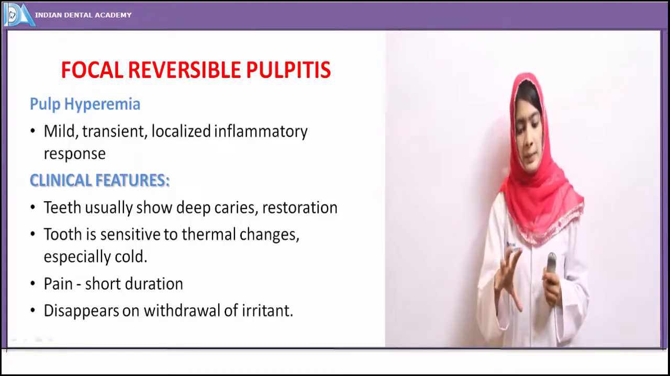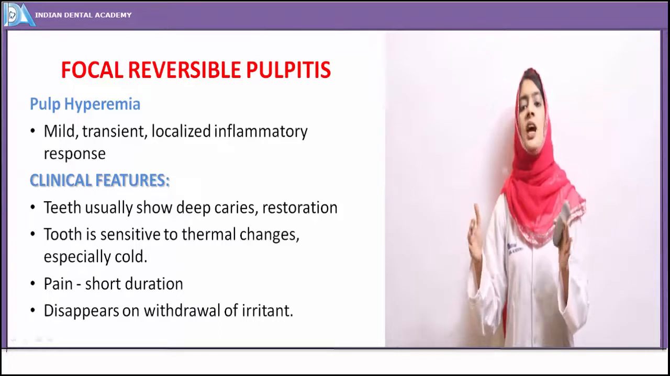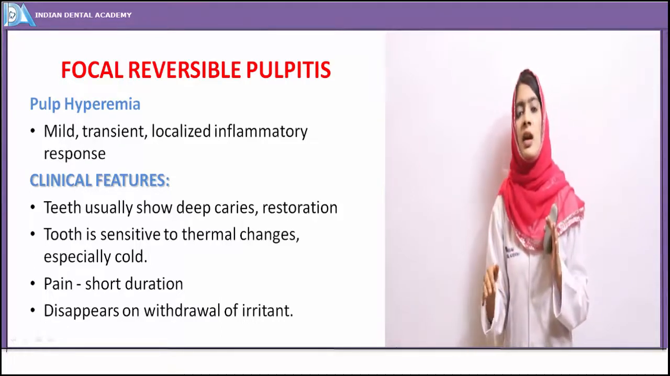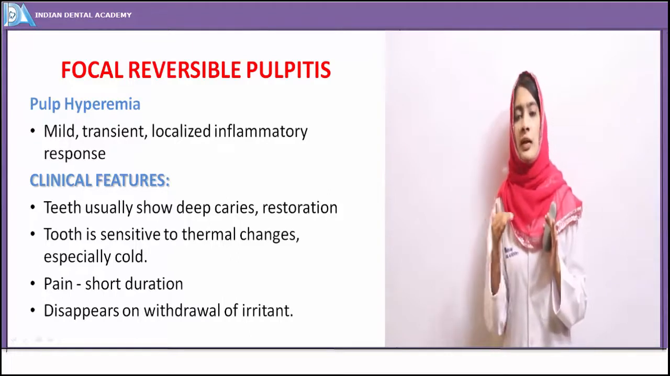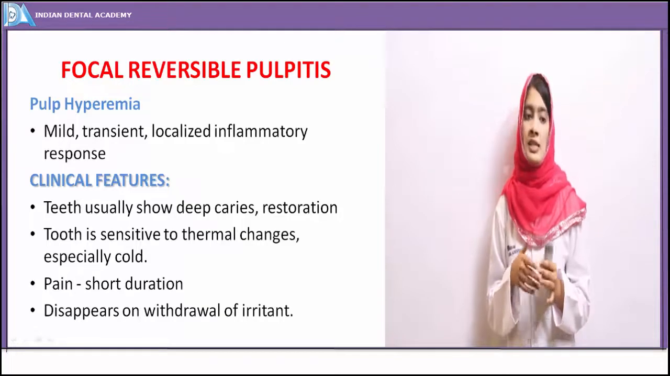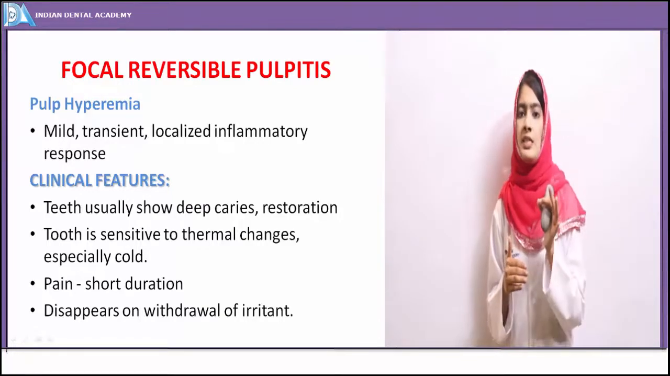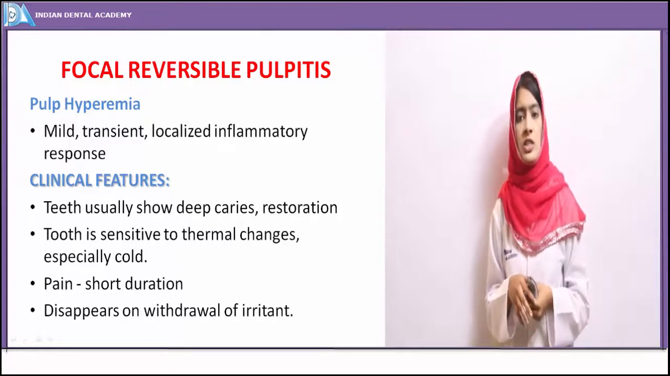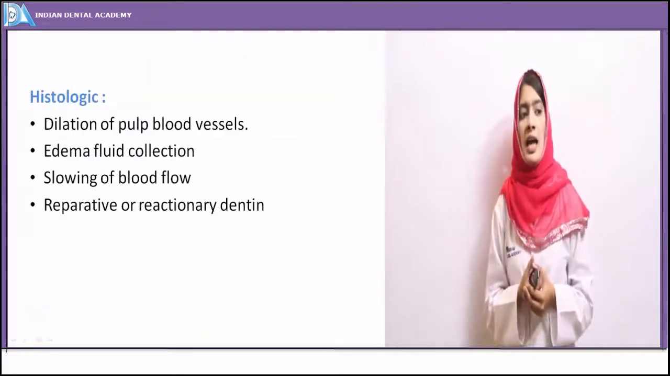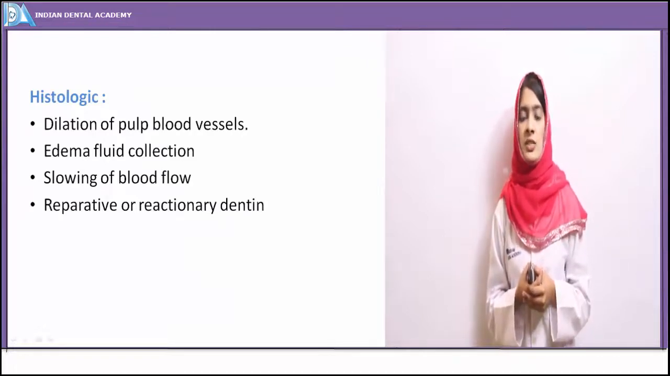The clinical appearance will show that the teeth have a very deep carious lesion, and some restorations may be present, or recurrent caries may be occurring beneath the restoration, which may lead to the progression of inflammation. As I told you, the pain is seen only while the thermal stimulus is applied, so the pain is of relatively short duration. As soon as the stimulus is removed, it withdraws. These are the clinical features of focal reversible pulpitis.